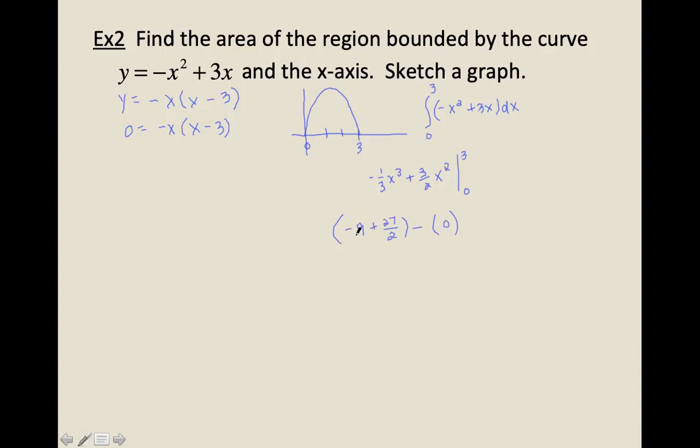Negative 9 is the same thing as negative 18 halves plus 27 halves. Should leave me with an answer of 9 halves is the area under the curve. If you had done a left Riemann sum or a right Riemann sum, you would have come close to that. But the fundamental theorem of calculus says that the integral finds this exact value here. All right, let's look at our next one.